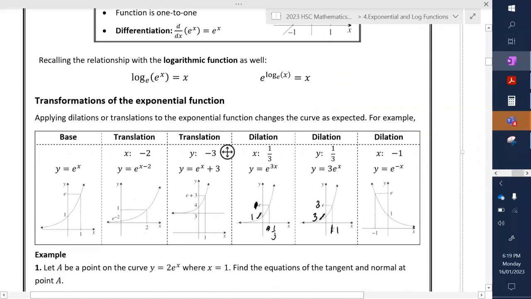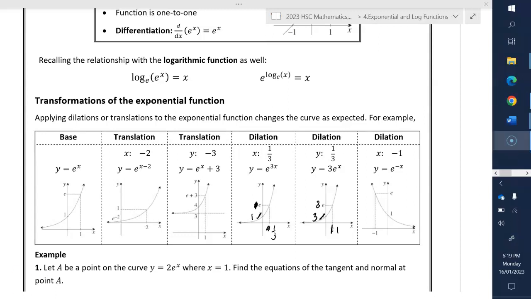Just looking at transformations and dilations of our curve, we can apply the ones that we learned in Year 11 to the exponential function. Here's our basic e to the x curve. It's going through the point (0, 1). If we were to change our e to the x to e to the x minus 2, so x is going to x minus 2, our graph is basically shifting towards the right 2 units.